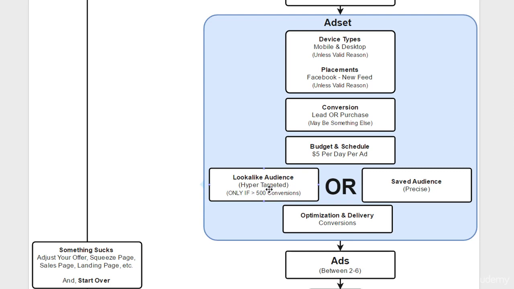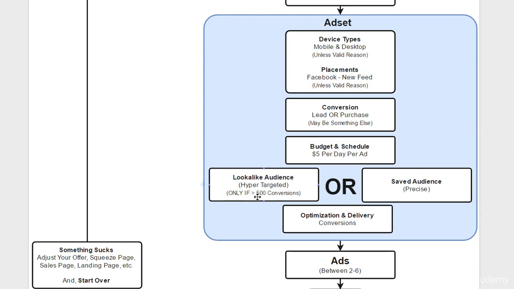But if we don't have a custom audience with more than 500 conversions, we're just going to go ahead and use a saved audience, which is that choose your own audience feature that Facebook offers. And we're going to use precise interests when developing that audience. That's why I have precise written here. We're not going to go with a broad audience. You're going to pick exactly who you believe is your ideal customer. So those are the two audiences you'll choose from, a lookalike audience if you have over 500 conversions, or a precise saved audience.